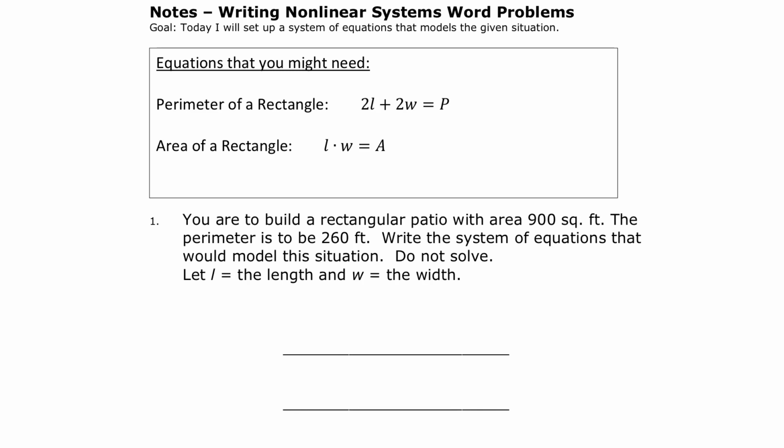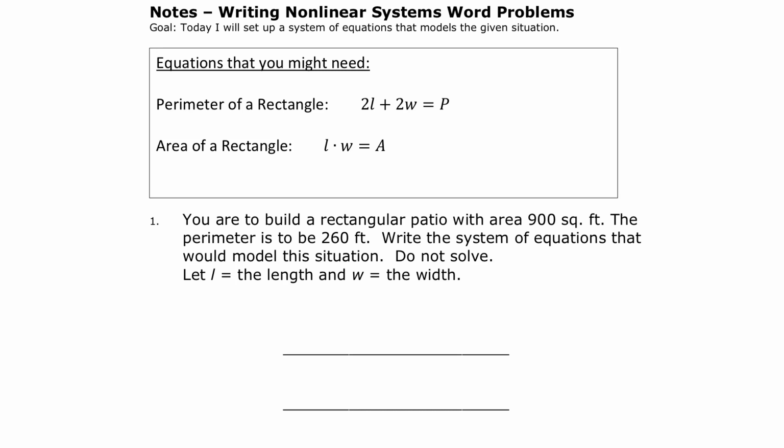In today's lesson, we are going to be looking at writing nonlinear system word problems. If you take a look at the box at the top of your notes, you can see that there are two formulas that will help you get through some of these word problems. The first one is the perimeter of a rectangle: 2 times your length plus 2 times your width is equal to P. The area of the rectangle is length times width to equal the area.